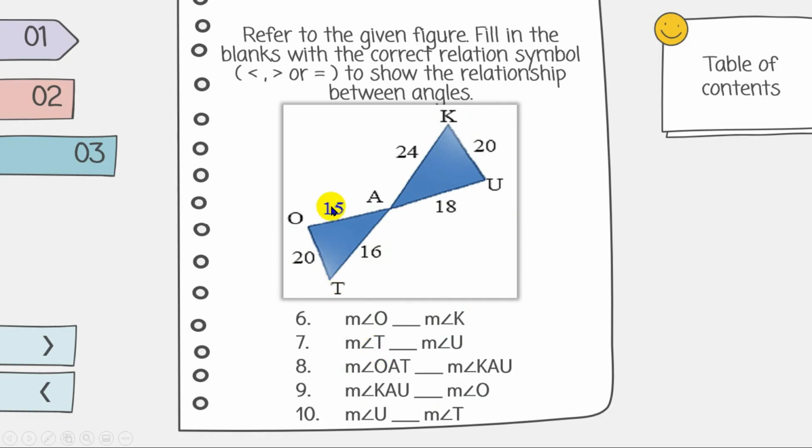Measure angle T. So, this is the opposite one. Measure angle U, opposite niya po. So, ano magiging relation symbol? Less than ba, greater than, or equal? This one is OAT. So, yung A yung tinutukoy. Ano yung measurement ng side opposite to it? Measure angle KAU. So, A ang tinutukoy. Ano yung side opposite to that angle? Are they equal? Are they greater than? Are they less than? At ganoon din po sa number 9 and number 10. Pause this video on this part also para po masagutan nyo rin ng tama and then write your answer later on the comment section below.